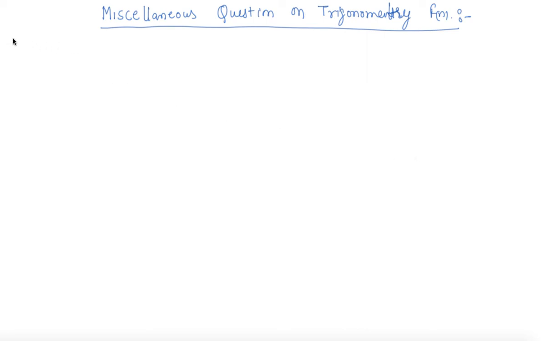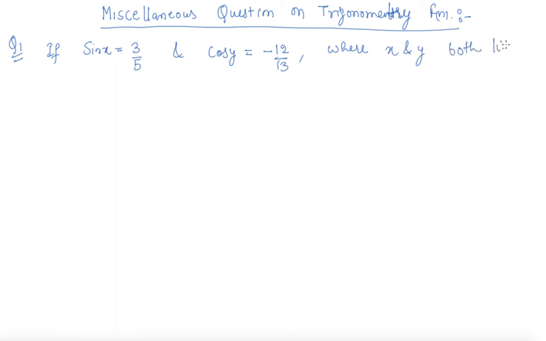In this lecture, we will discuss some miscellaneous questions on trigonometric functions. The first question given to us is: if sin x equals 3 by 5 and cos y equals minus 12 by 13, where x and y both lie in the second quadrant, find sin(x plus y).